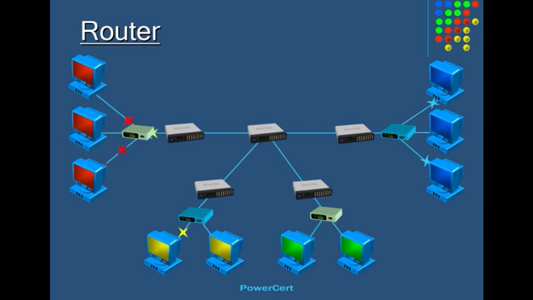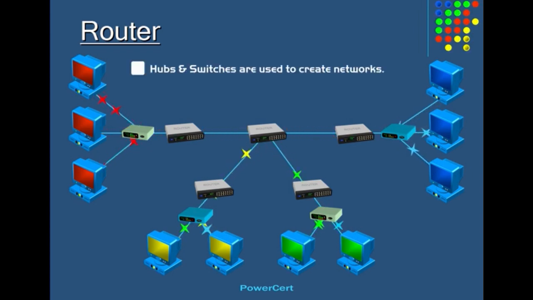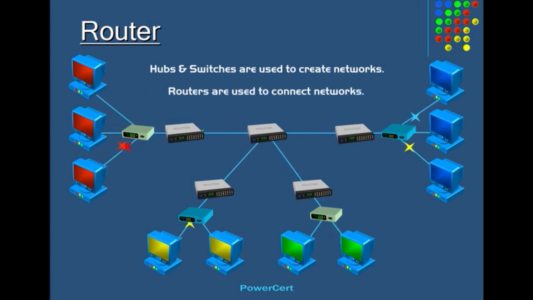So in a nutshell, this is how routers work. So in conclusion, hubs and switches are used to create networks, while routers are used to connect networks.